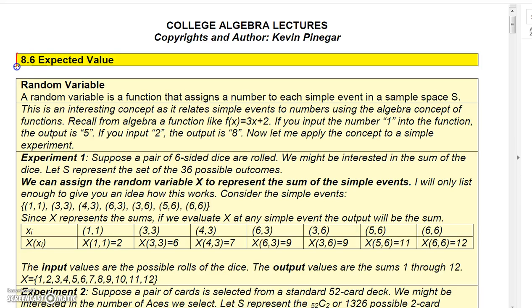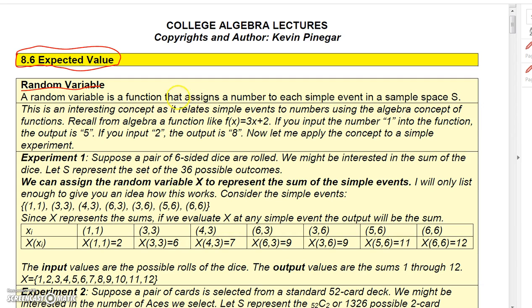Okay, so to finish this chapter, we're going to talk about expected value. An expected value can be thought of as a mean or an average. So if you want to, you could think of expected value as the average value. So we start this discussion by defining a random variable. A random variable is a function that will assign a number to each simple event in a sample space.